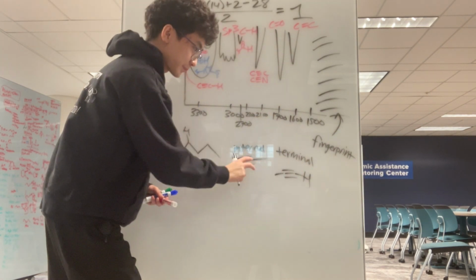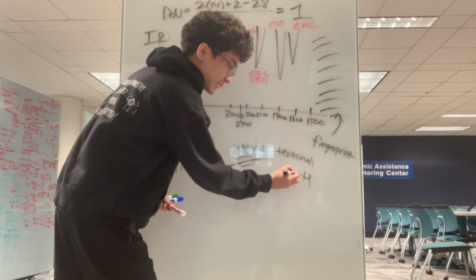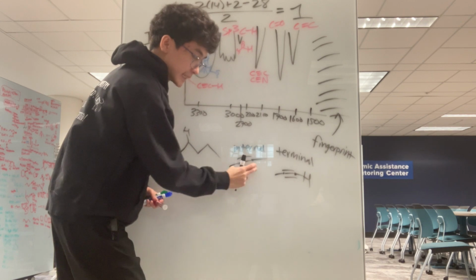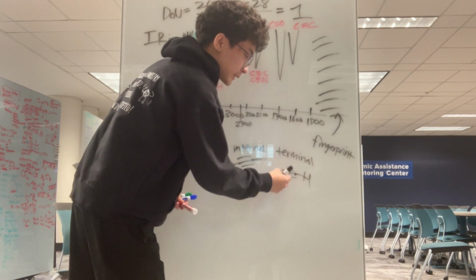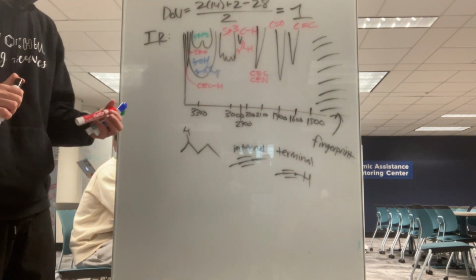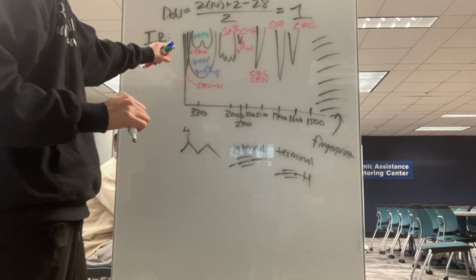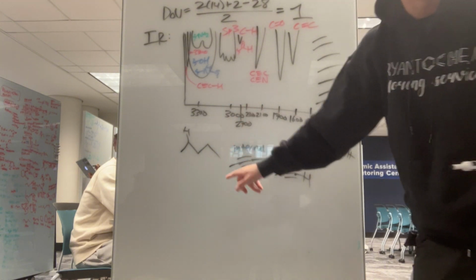And both sides have a C. Both carbons here are Cs, C triple bond C, C triple bond C. But this C triple bond C here is on the internal side of the molecule. This C triple bond C is at the terminal end of the molecule. So the internal alkyne is here, 2,100 to 2,300.